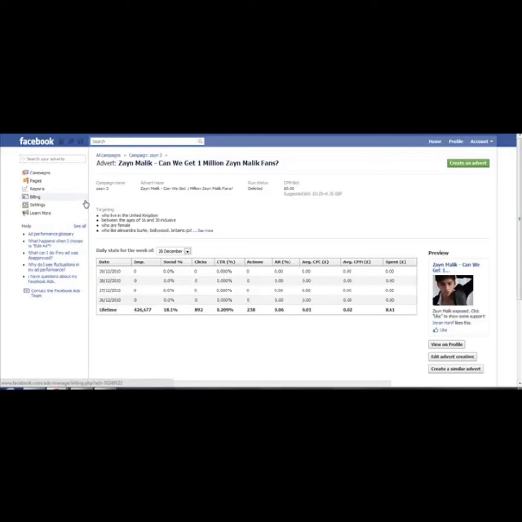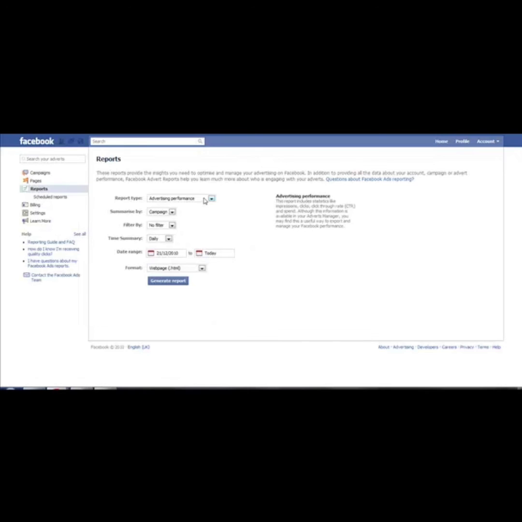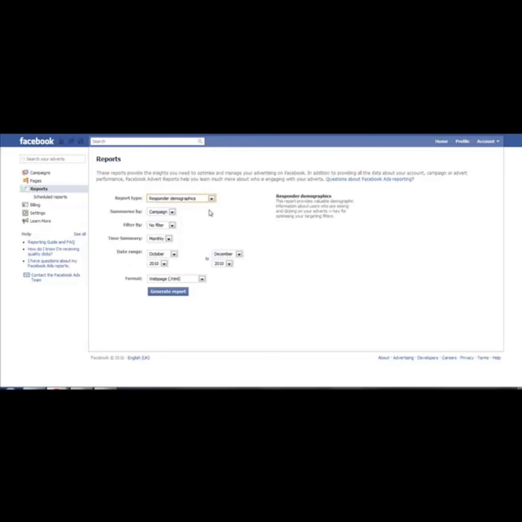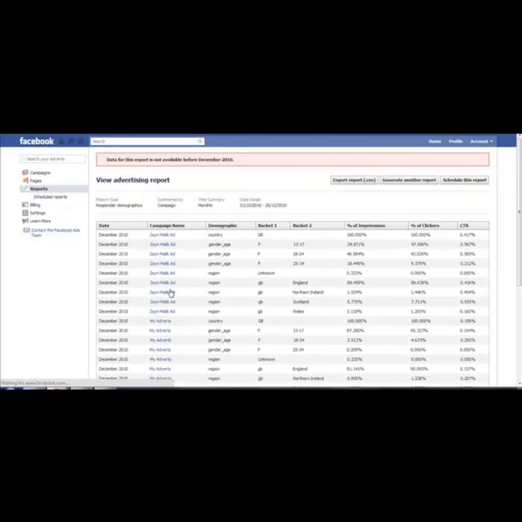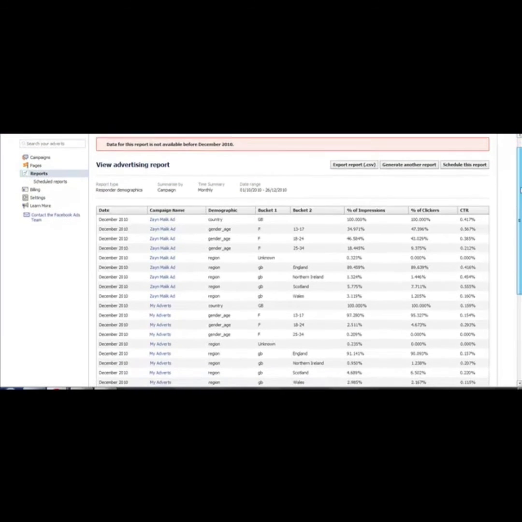So as a result, I'm going to look further into this campaign. I'm going to click on reports, and what Facebook does is it actually shows you the reports of your ads. It says these reports provide the insights you need to optimize and manage your advertising on Facebook. So I'm going to look at the responder profiles, the demographics, sorry, and see what was pretty popular. I'm going to firstly click on generate report.